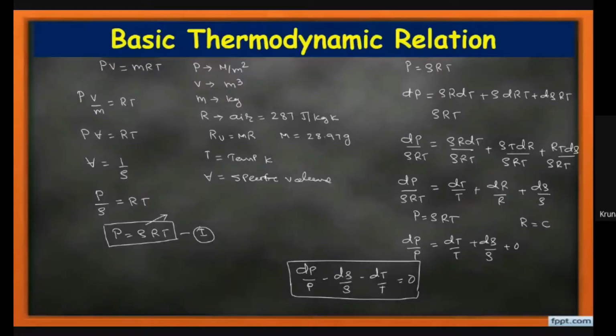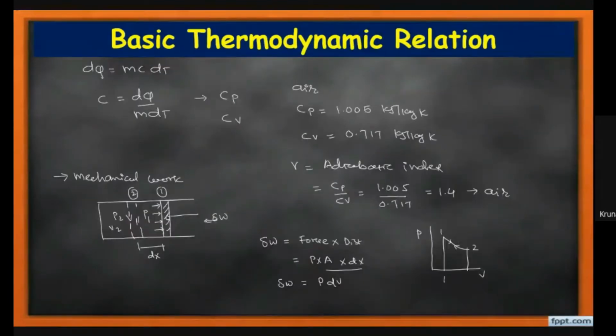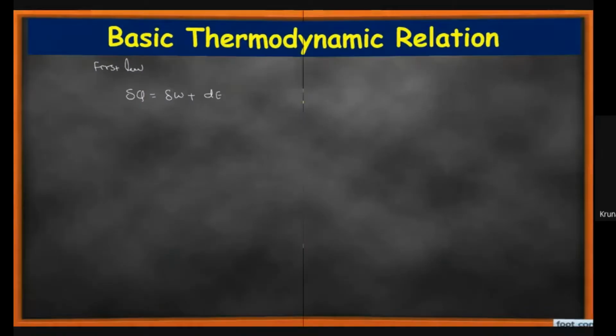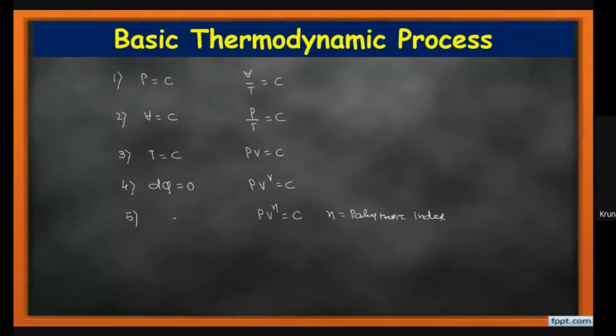Then we discussed the basic thermodynamic relationship for compressible flow. Then we discussed different terms like the different types of specific heat, mechanical work, and the relationship between the mechanical work and the heat supply using the first law of thermodynamics. Then we discussed the basic thermodynamic processes: constant pressure process, constant volume process, constant temperature process, adiabatic process, and polytropic process.